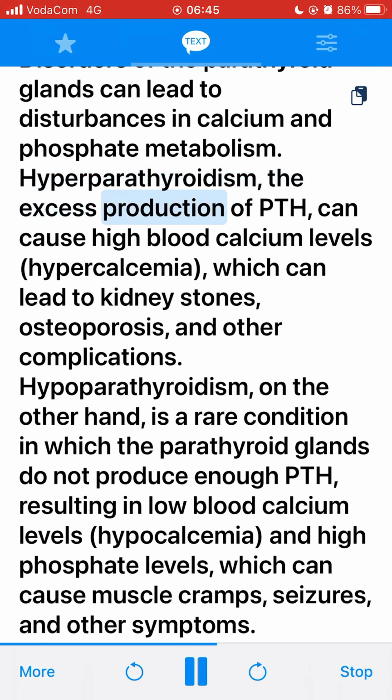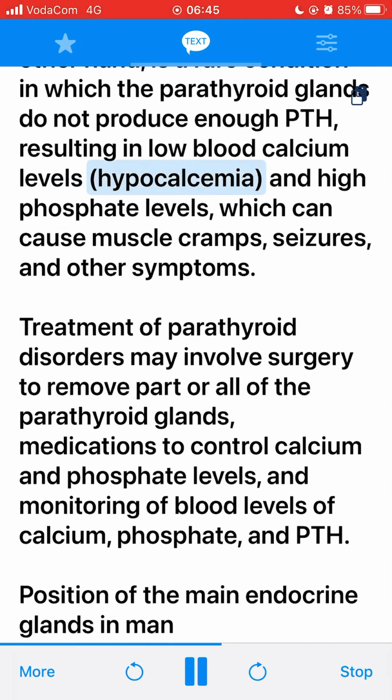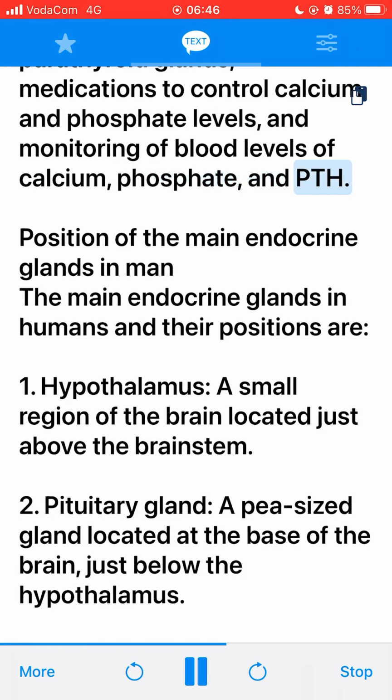Hyperparathyroidism, the excess production of PTH, can cause high blood calcium levels, hypercalcemia, which can lead to kidney stones, osteoporosis, and other complications. Hypoparathyroidism, on the other hand, is a rare condition in which the parathyroid glands do not produce enough PTH, resulting in low blood calcium levels, hypocalcemia, and high phosphate levels, which can cause muscle cramps, seizures, and other symptoms. Treatment of parathyroid disorders may involve surgery to remove part or all of the parathyroid glands, medications to control calcium and phosphate levels, and monitoring of blood levels of calcium, phosphate, and PTH.